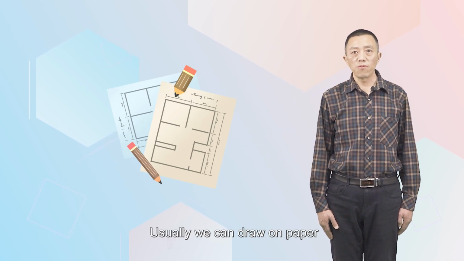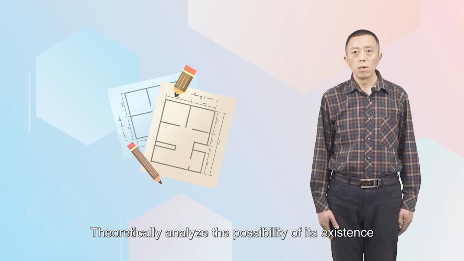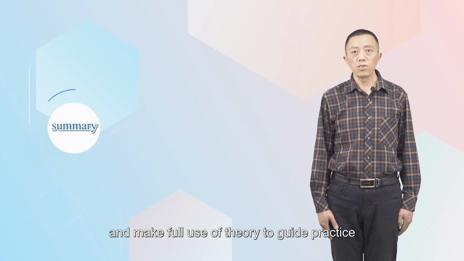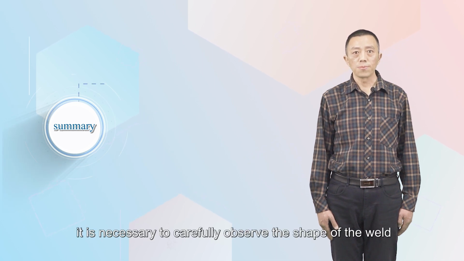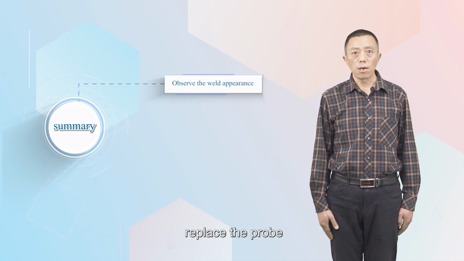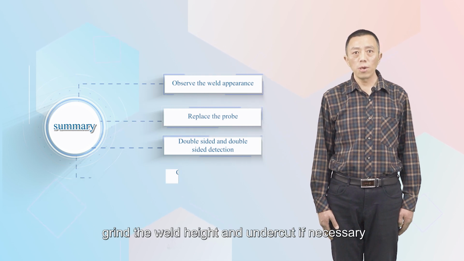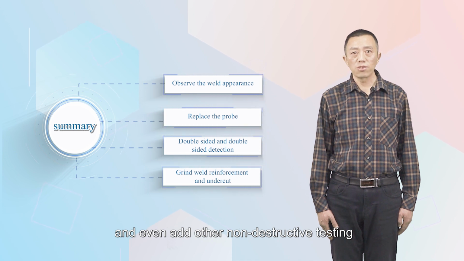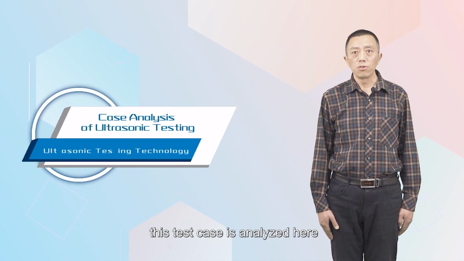Usually, we can draw on the paper, theoretically analyze the possibility of its existence, and make full use of theory to guide practice. In addition, in this case, it is necessary to carefully observe the shape of the waveform, replace the probe, perform double-sided inspection, grind the weld height and undercut if necessary, and even add other non-destructive testing methods to avoid misjudgment. Well, this test case is analyzed here.